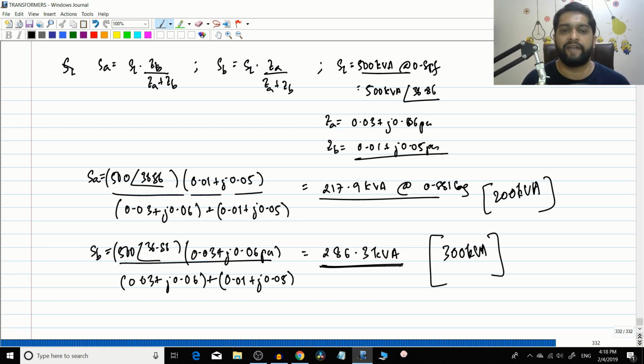In case I find I have to discuss something, I will do that at a later point of time. So I am leaving you with three questions here. One is Scott connection, one is open delta connection. Another which I want you to do is not a connection. I want you to understand the difference between a power transformer and a distribution transformer. These differences can be easily understood if you have understood the course till this point.